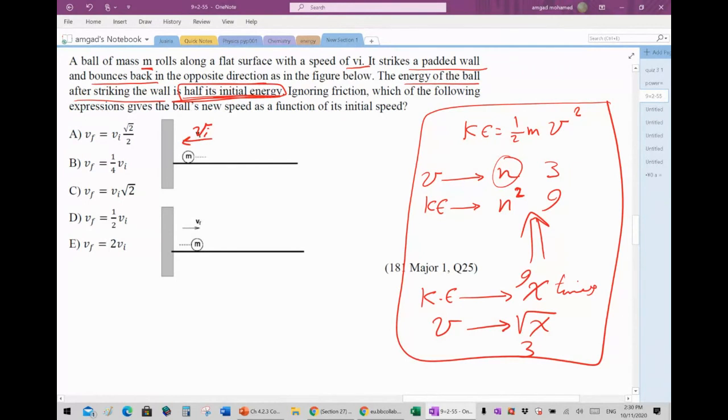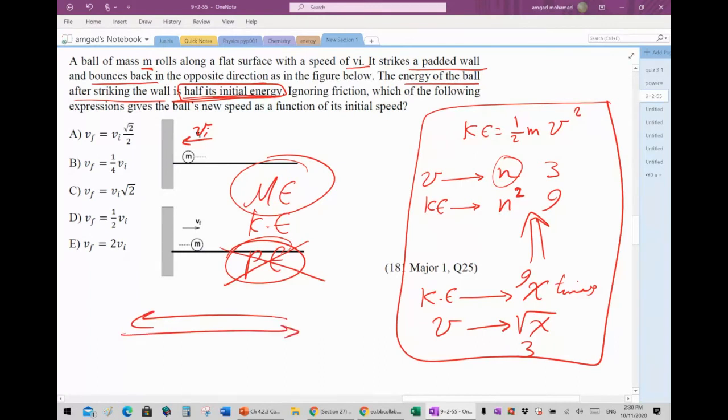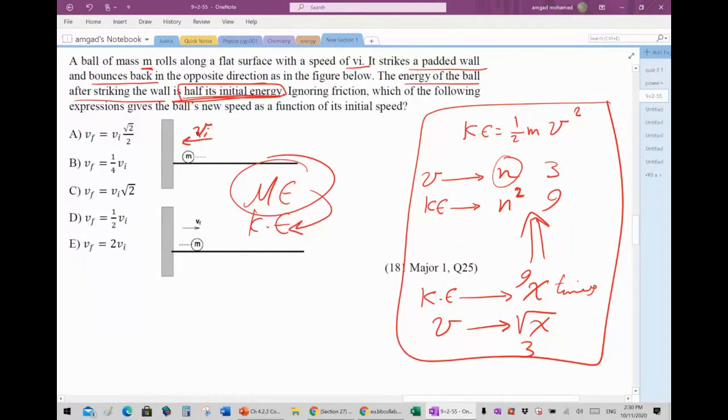Which energy is he talking about? Mechanical energy, kinetic energy, or potential energy? Actually, he's talking about the mechanical energy. But in this problem, I don't have a potential. There is no potential because the object moves horizontally. So he's talking about the mechanical energy, and essentially there is no potential, so he means the kinetic energy in this problem.